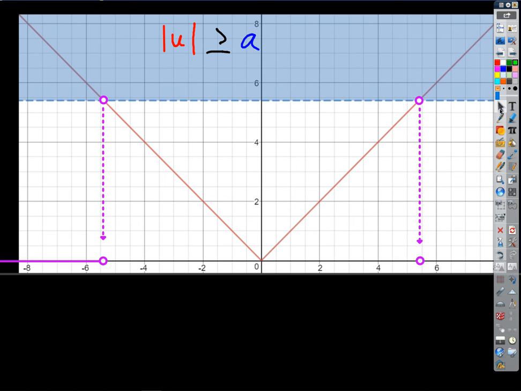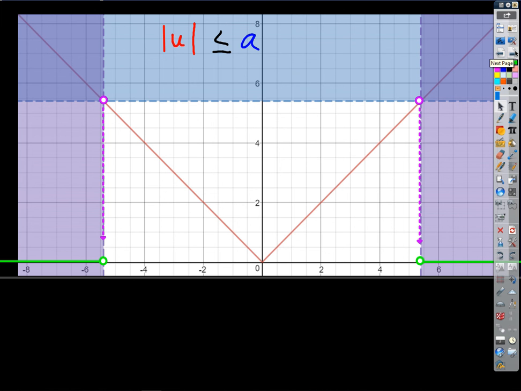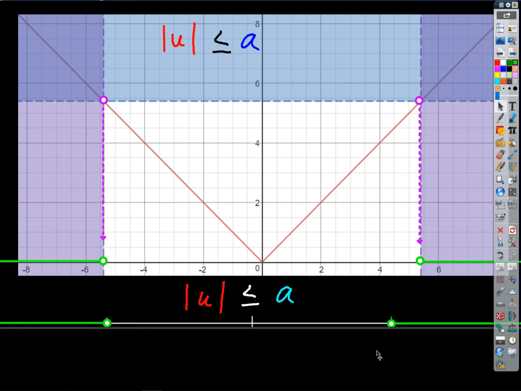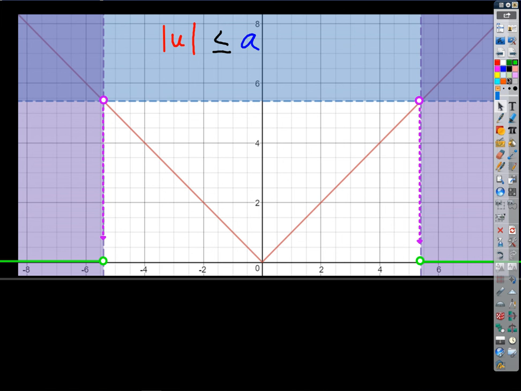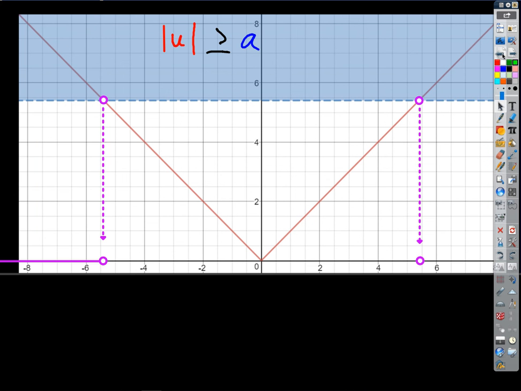Now, wouldn't you agree that if I'm looking at all the values in the xy plane that are greater than or equal to the value a, let me do this actually. I think I got this. I want to fix this for your notes. We're just going to look at just a regular inequality this time, okay?